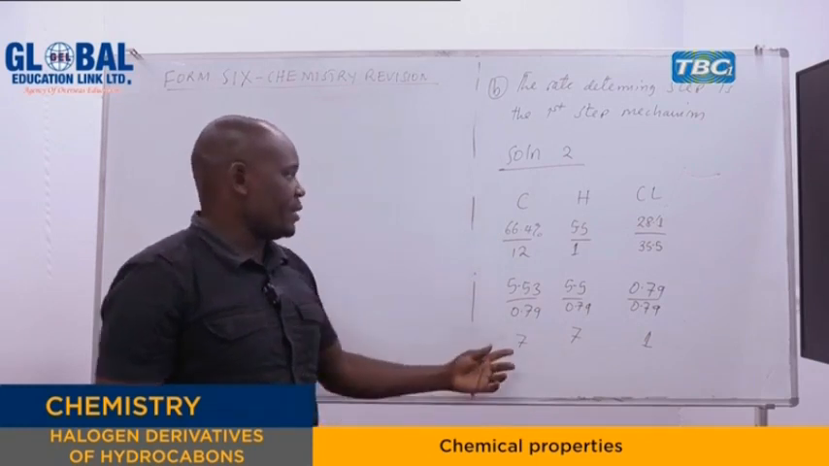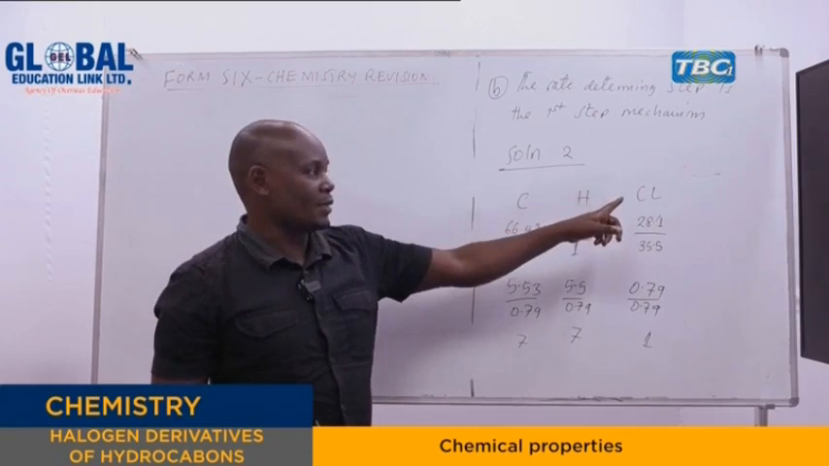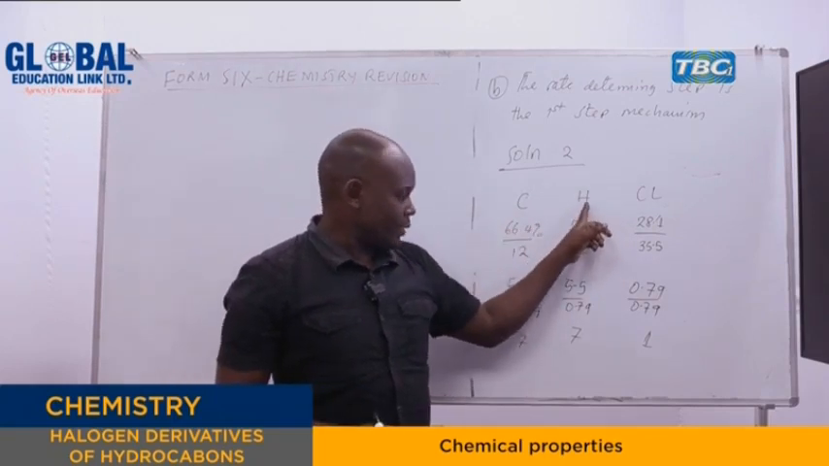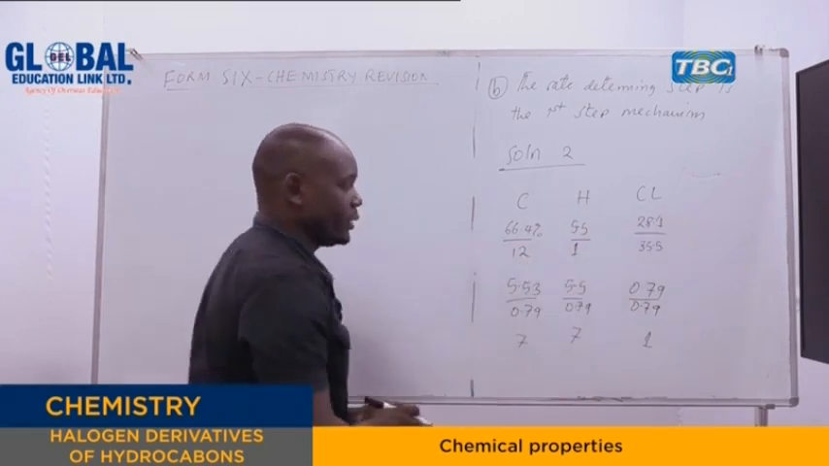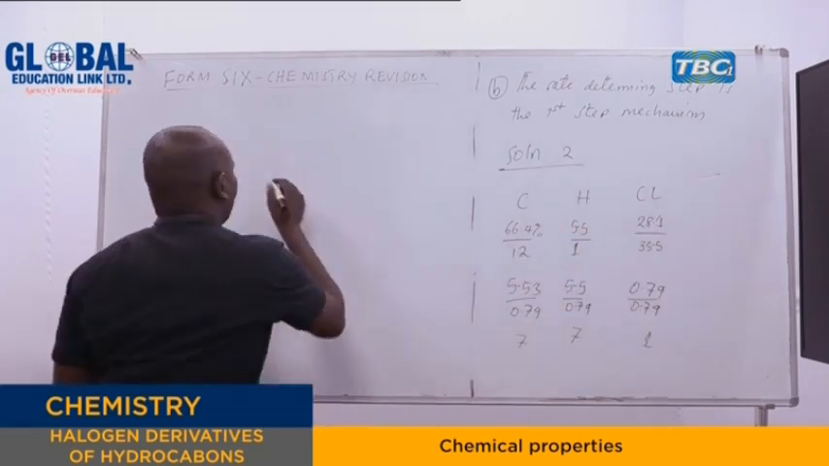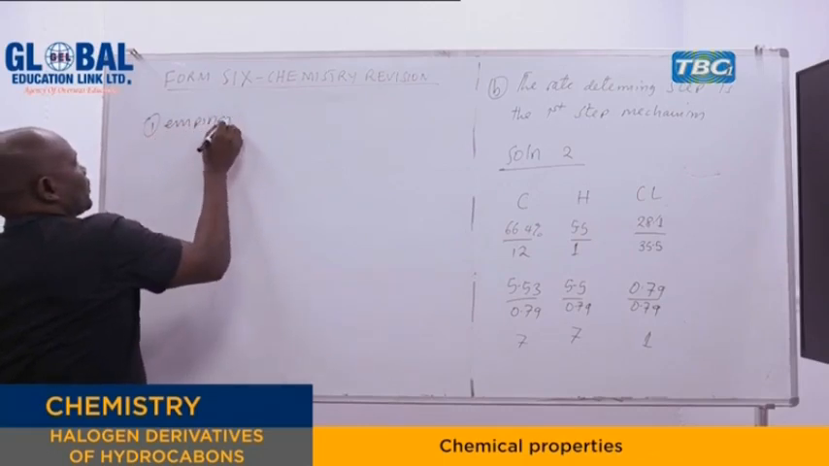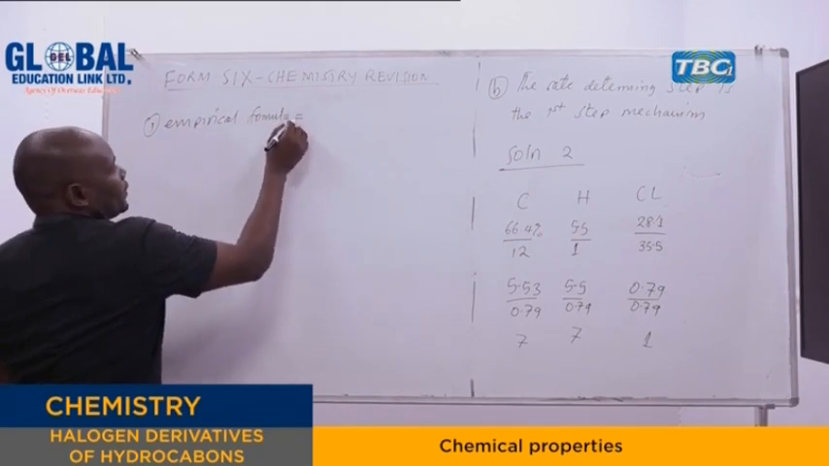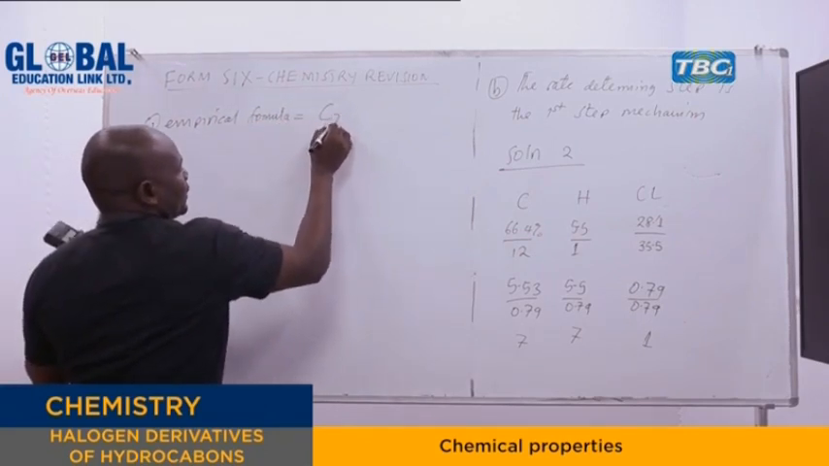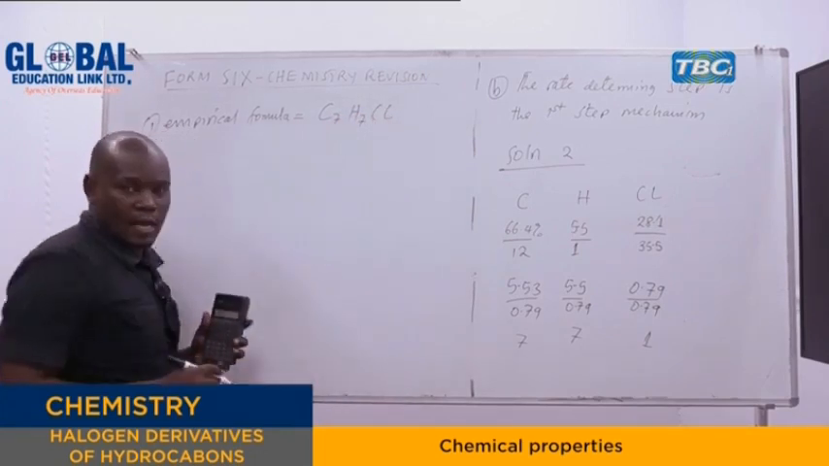So what does it mean here? That we have 7 carbon atoms in our haloalkane, 7 hydrogen atoms, and 1 chlorine atom. So the empirical formula will be equal to C7H7Cl, with 1 chlorine atom.